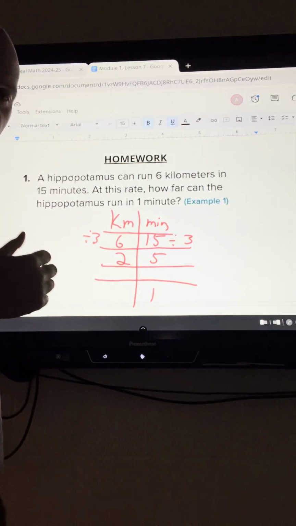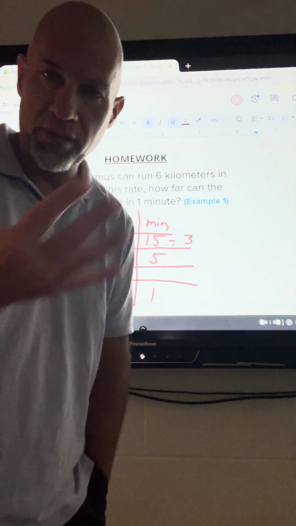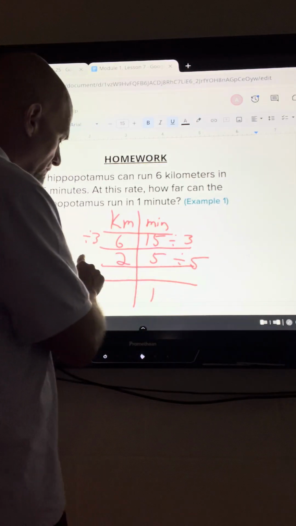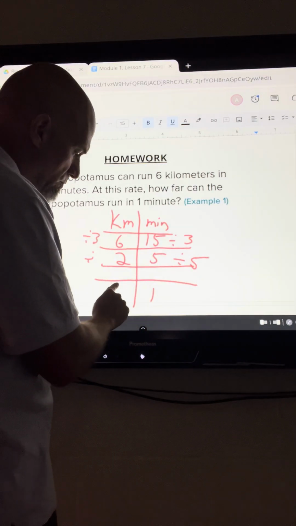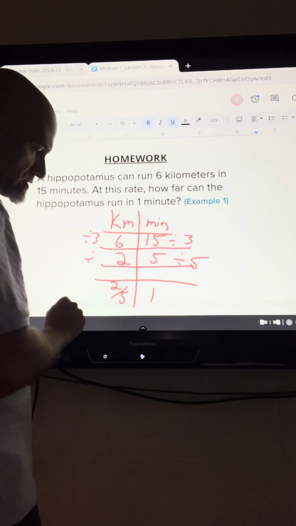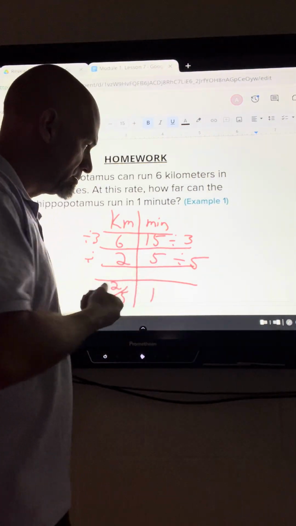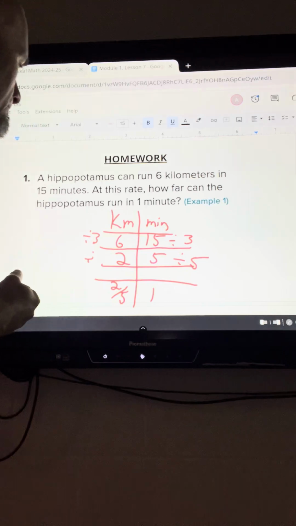And now it's a little bit easier to go from 5 to 1. You just have to divide by 5. So if you also divide the 2 by 5, you could leave it as a fraction. So it would go 2/5 of a kilometer in 1 minute, okay?